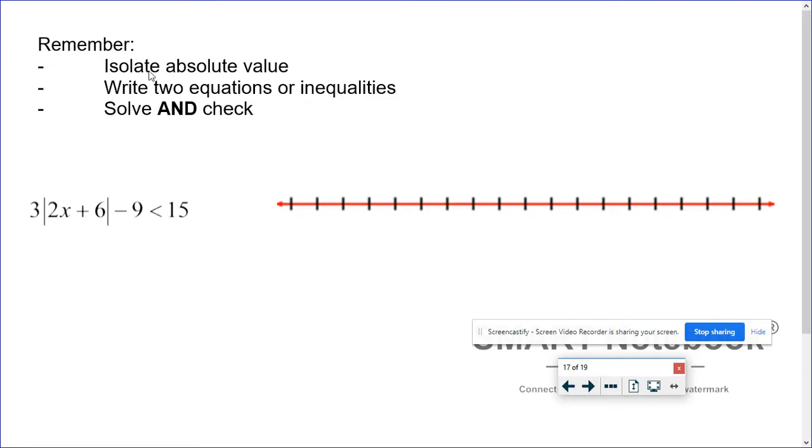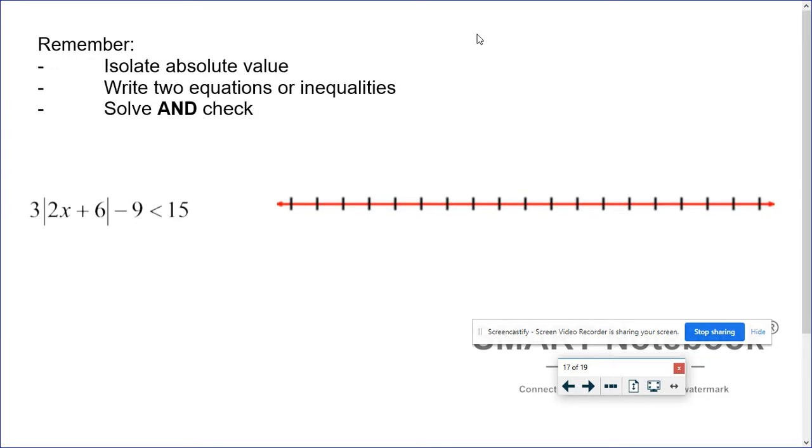All right, so a couple reminders. Isolate the absolute value. We haven't had to do that yet, but we will with the next example. Write two equations or inequalities, so that works for both now, and then you solve and check.